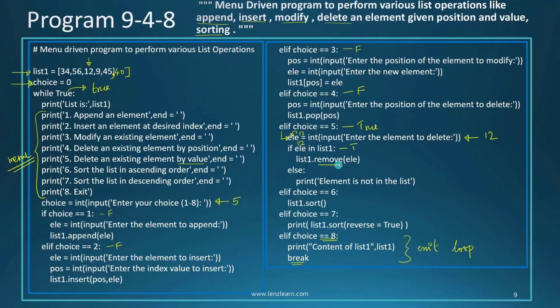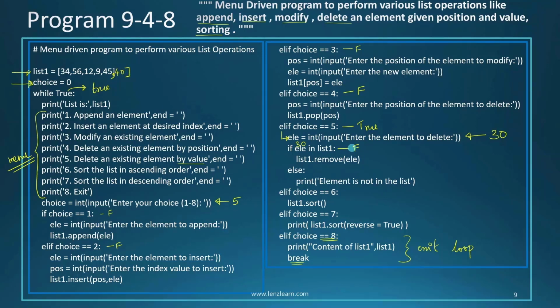Now I will remove ELE, that is 12, from list 1. So here remove is an inbuilt function. It will automatically remove 12 from list 1. So this value will be deleted. Now if you enter some other value over here, for example 30, you are asking value 30 to be deleted from list 1. So 30 will be stored into element ELE. So now it will check 30 in list 1. Now this if condition will give false, right? Why? Because it cannot find 30 inside the list, so it cannot be deleted.